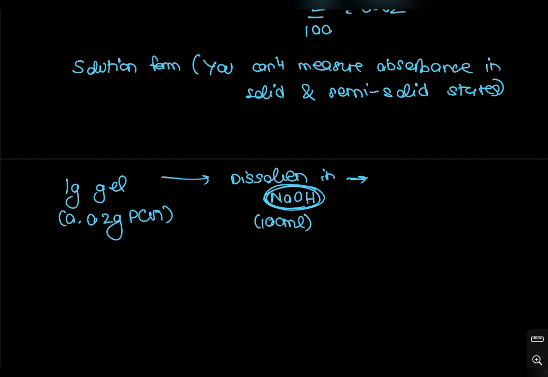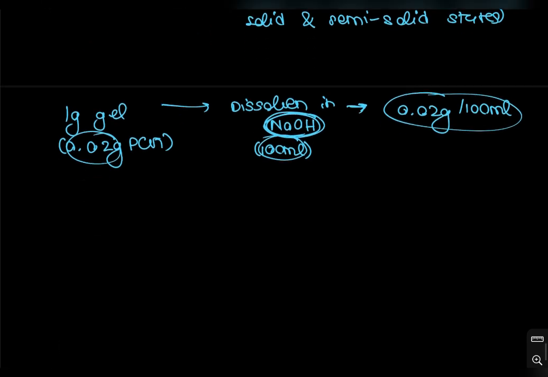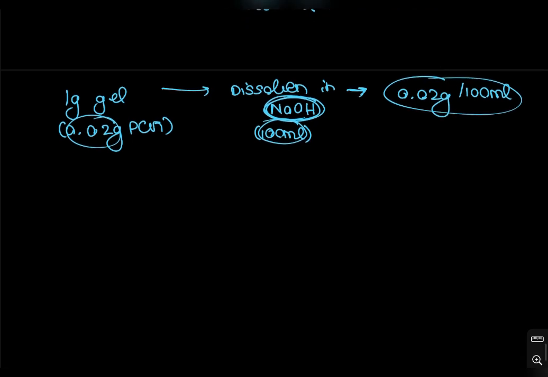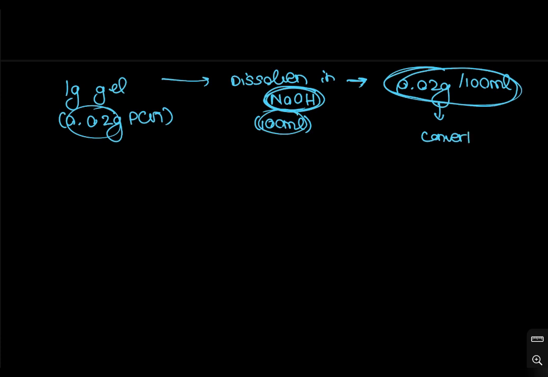So what does this give you? The solution that you will get is 0.02 grams per 100 ml, right? You have 0.02 grams paracetamol in 100 ml NaOH. So it's pretty straightforward that you get this concentration of solution, okay? Now, this is where the ppm conversions come in handy, because you have this term and you have to convert it into ppm, because we know that the linearity range is 2 to 10 ppm for this entire thing, right?